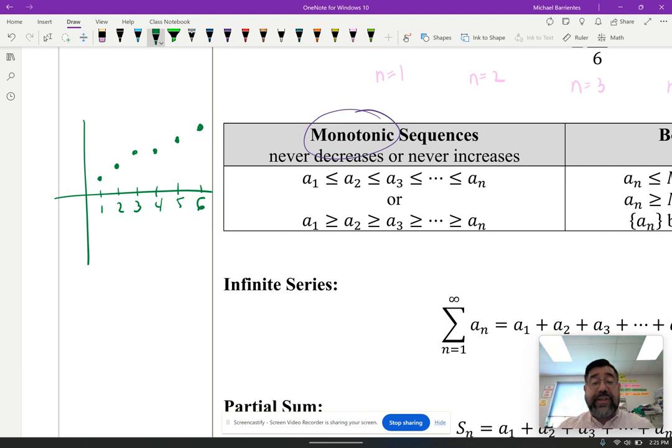Or vice versa. If a sub 1, the first term, is greater than or equal to the second one, which is greater than or equal to the third one, which is greater than or equal to the fourth one, then it's backwards, right? It's never increasing, but it's either going down or leveling off at the same term value before it continues on its pattern. So monotonic just means it never decreases or it never increases.